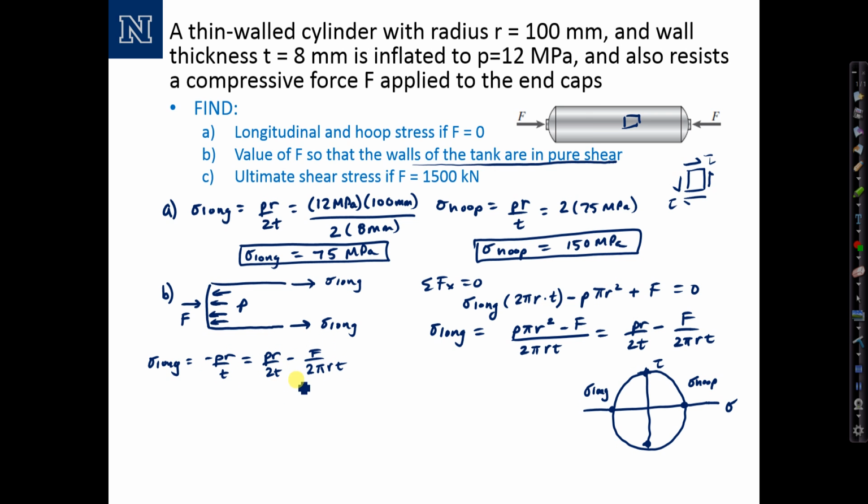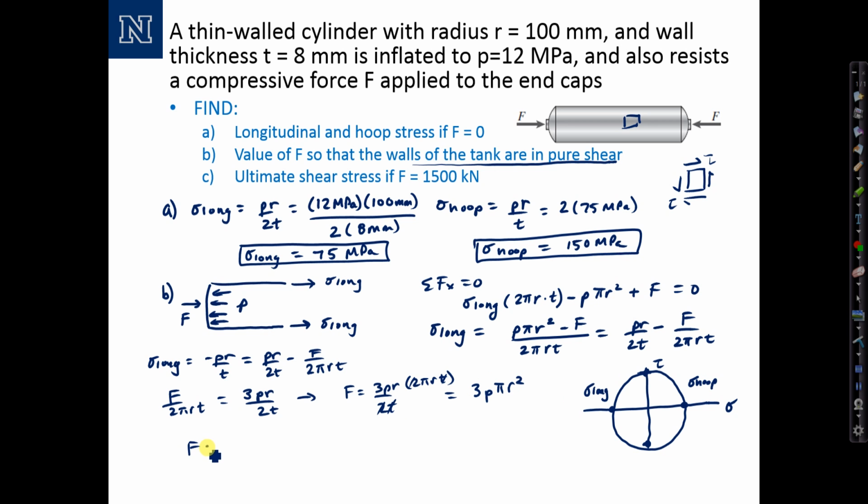Okay? Let's solve for F. I'm going to bring F over to this side. F over 2 pi RT is equal to, I'm going to bring this over to this side, PR over T plus PR over 2T. That's 3 PR over 2T. So F is equal to 3 PR over 2T times 2 pi RT. My 2's cancel, my T's cancel, and I'm left with 3P pi R squared.